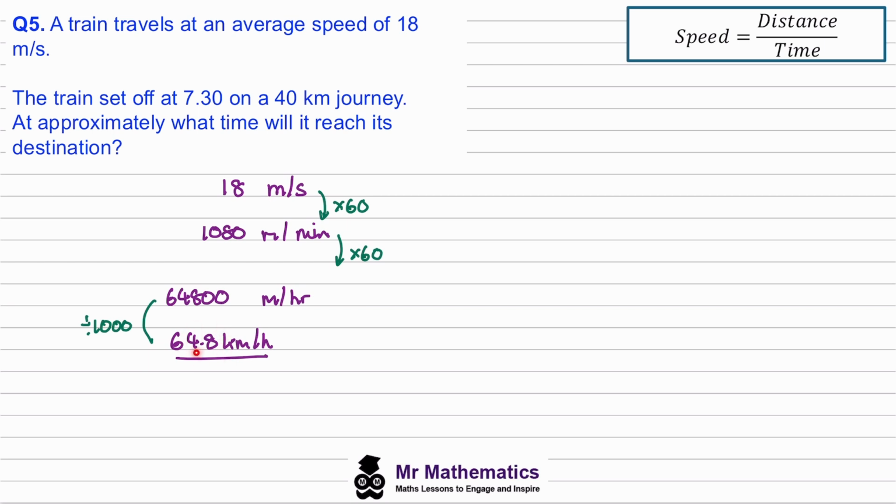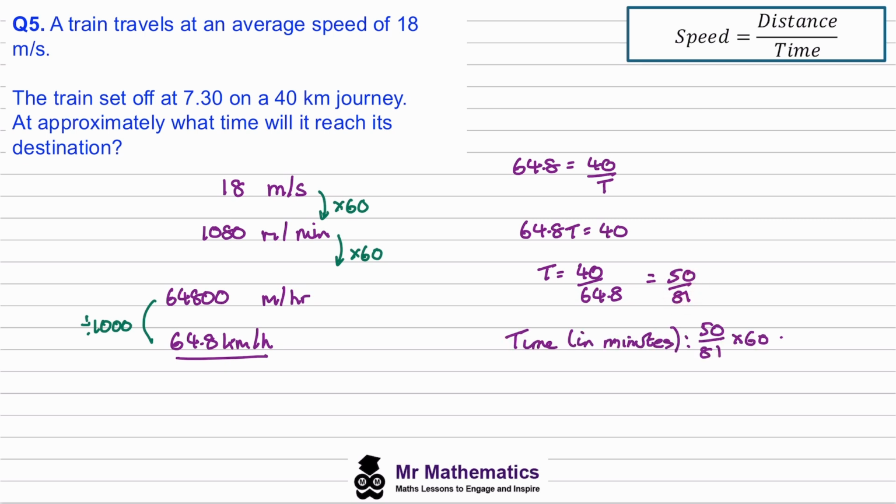So now we have our speed in the correct unit. We have our distance. We can work out the time. So the speed of 64.8 will equal the distance of 40 divided by time. We'll move the time over to the left hand side and then we'll divide both sides by the 64.8. We can work this out and we get 50/81. So this is the time in hours. We can convert this to minutes by multiplying this by 60. So this will be approximately 37 minutes. So then all we need to do is add this 37 minutes onto our 7:30 start, and we get an arrival time of 7 minutes past 8.